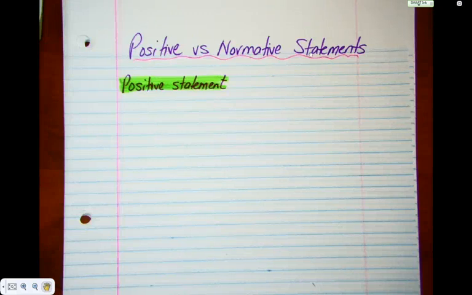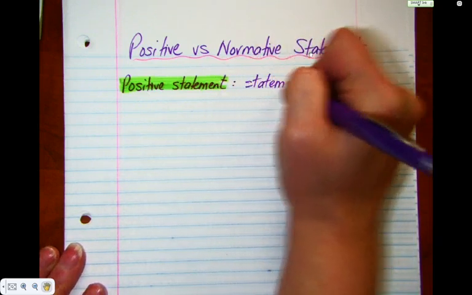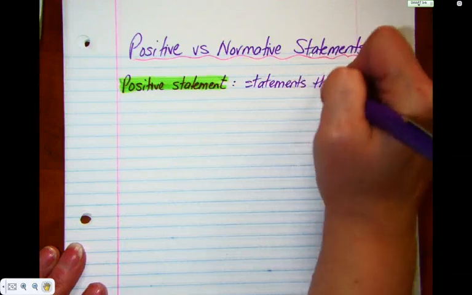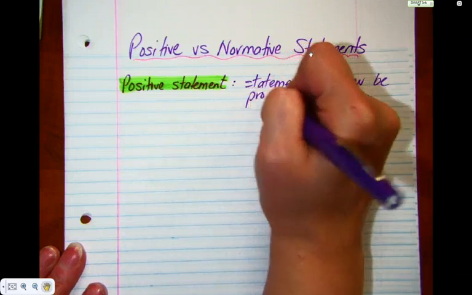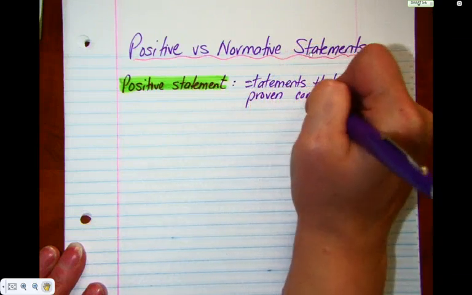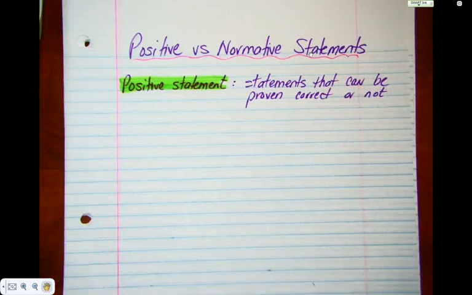Okay, so just two different definitions first, and then the Kahoot game will give you a statement and ask you, is it a positive statement or a normative statement? Okay, positive statements are statements that can be proven correct or not. Statements that can be proven correct or not correct.